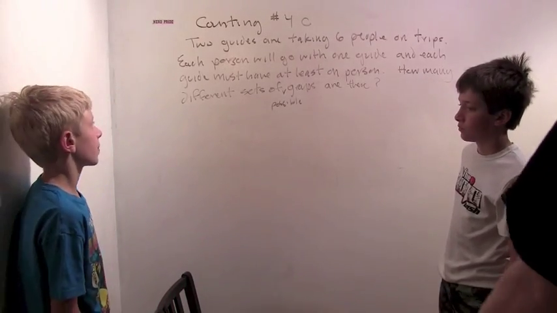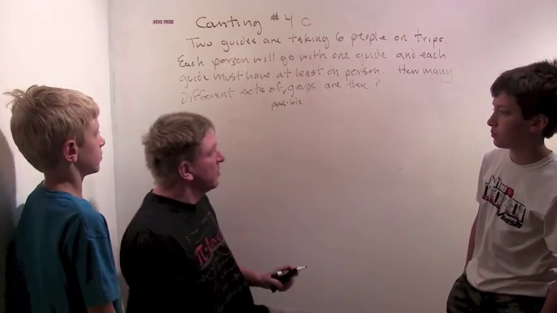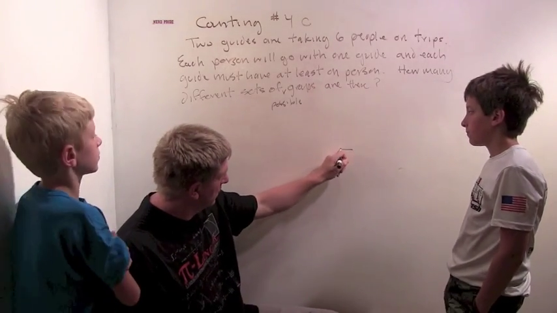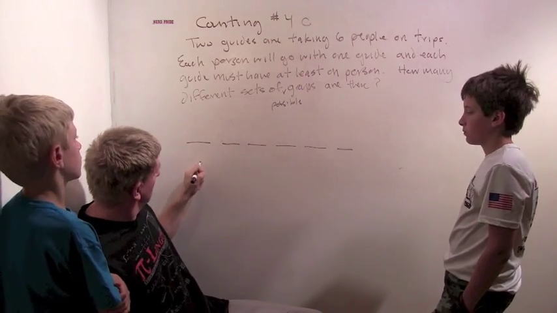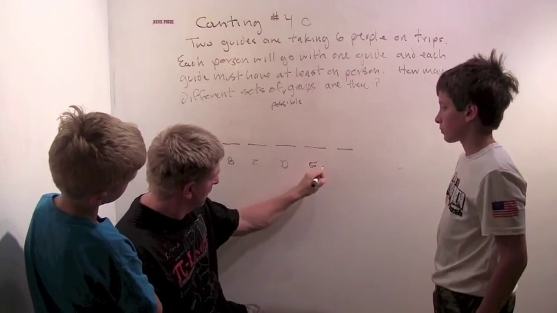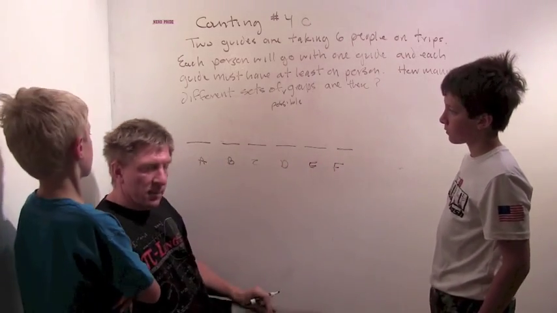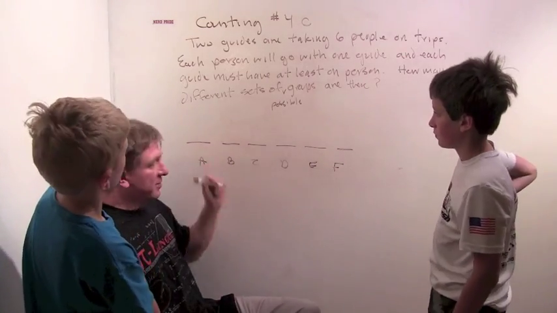Okay, so here's a different way of looking at this problem. We're going to look at it from the point of view of the 6 people. Okay? How many different guides does person A have to choose from?